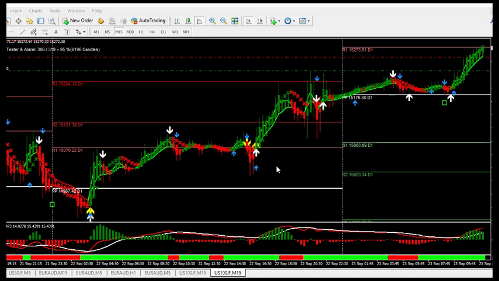Now let's move on. Now, how do I use this simple strategy? As you can see on my chart, I have combinations of indicators, and this is how I use it. And let me explain each indicator, how they work, so that you will know what to look out for.